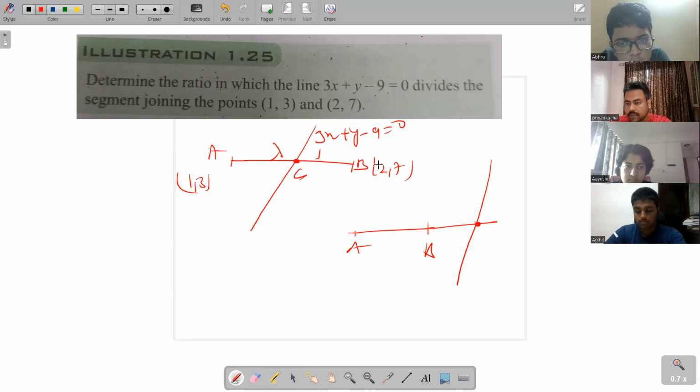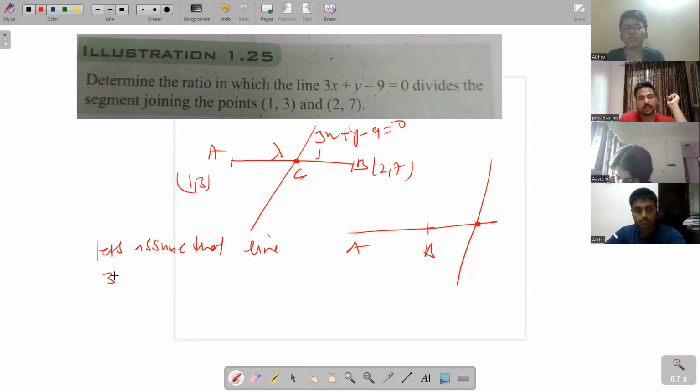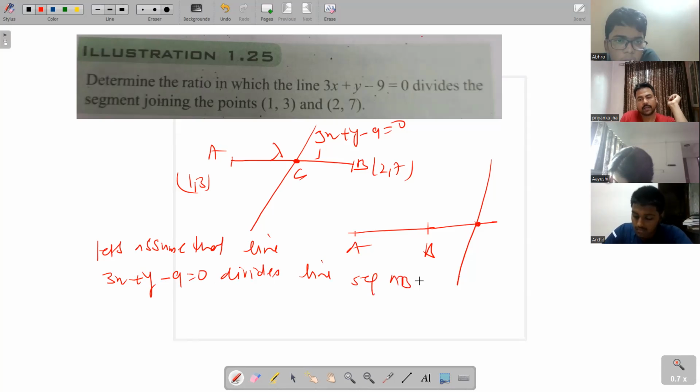Understood? So let's assume that line 3x plus y minus 9 equal to 0 divides line segment AB internally. If we get lambda positive, it means our assumption is correct. If we get negative lambda, it means that the assumption was wrong.